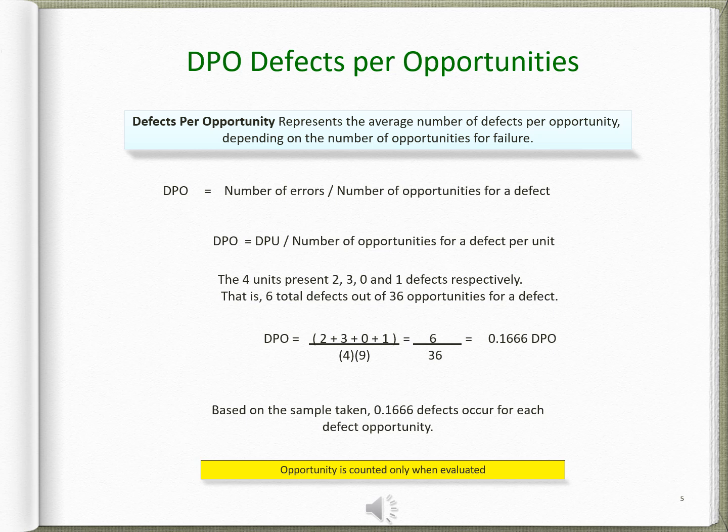In our example, the 4 units present 2, 3, 0, and 1 defects, respectively. That is 6 total defects out of 36 opportunities for a defect. Therefore, 0.1666 DPO. Based on the sample taken, 0.1666 defects occur for each defect opportunity. An important note is that opportunity is counted only when evaluated.